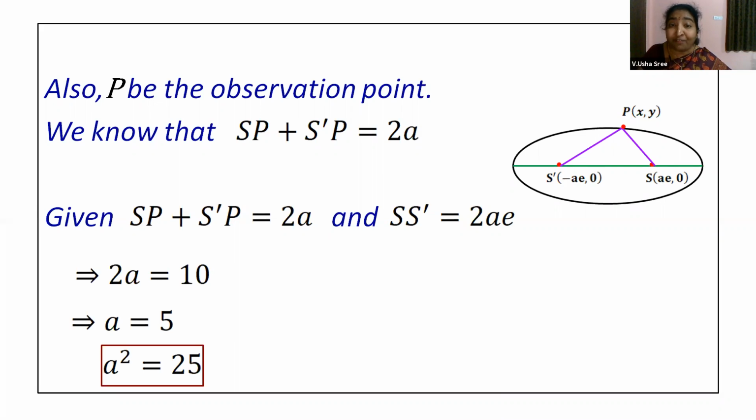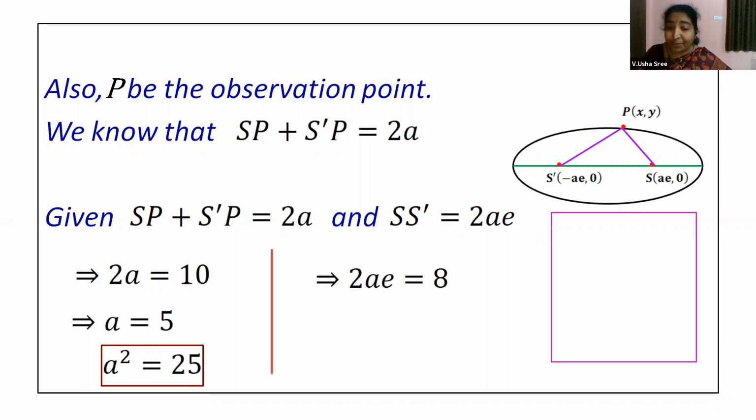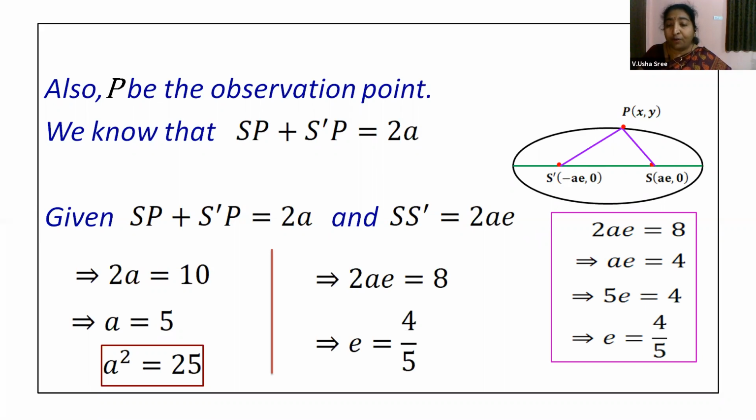Now, distance between the flag posts is given to us as 8 meters. That means distance between this S and S dash is given to you, which is nothing but 2AE. So 2AE is equal to 8. That means A value we know, children. We can substitute here. So 2AE is equal to 8, that means AE is equal to 4. But we know A, that is 5. So E is equal to 4 by 5. Therefore, we can conclude E is equal to 4 by 5.